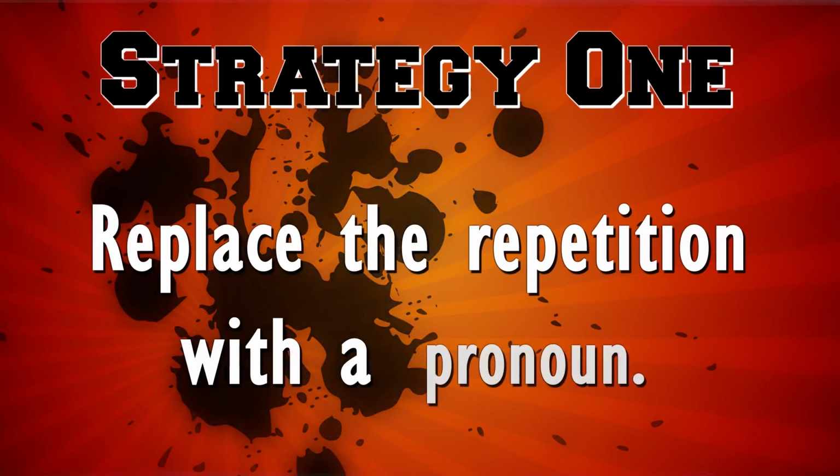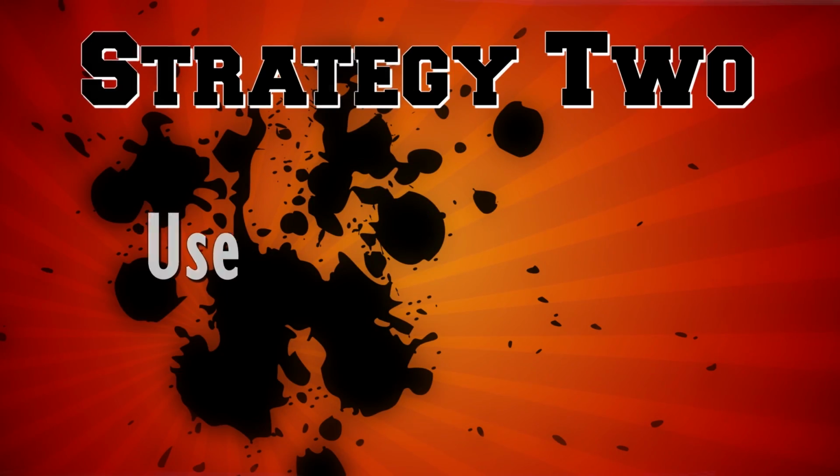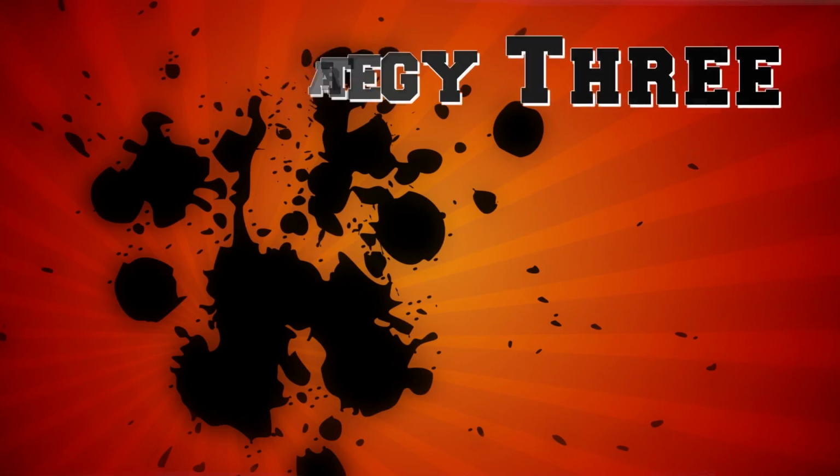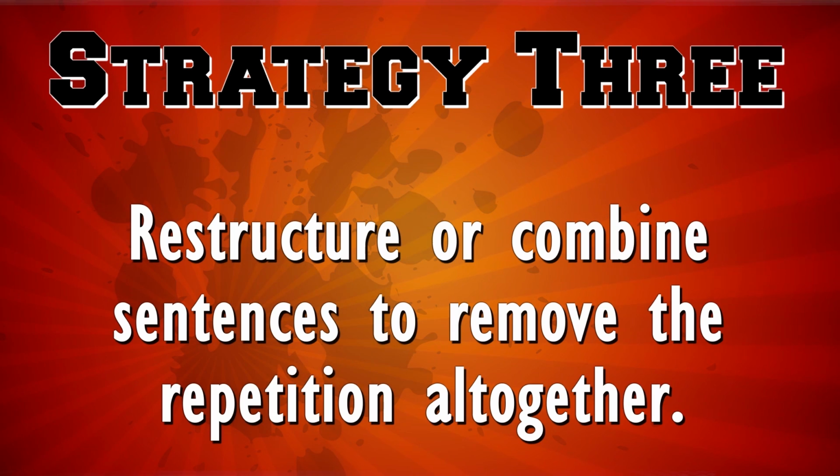Okay, let's review. Now we've discussed 3 different strategies for dealing with word repetition. Replace the repetition with a pronoun. Use a synonym instead. Remember to use this one sparingly as it has a tendency to sound like an obnoxious thesaurus drill rather than effective writing. Or restructure or combine sentences to remove the repetition altogether. Now it's your turn. Let's go to work.